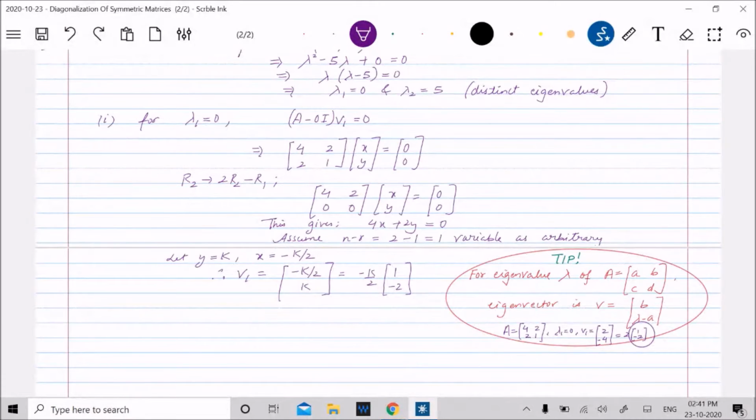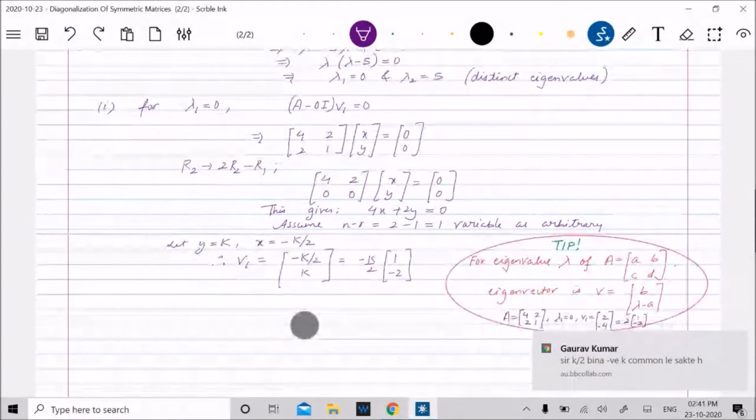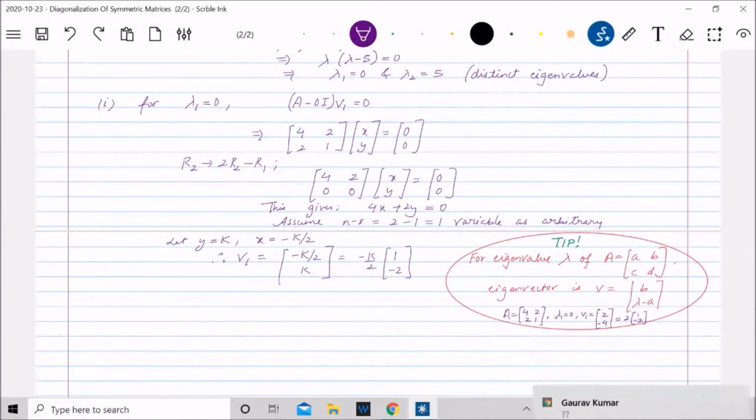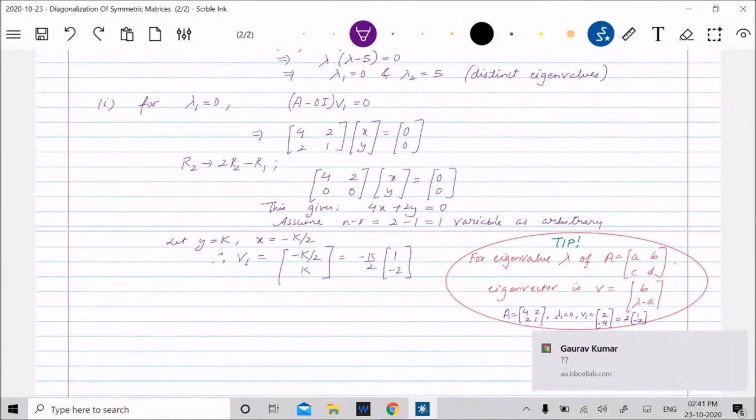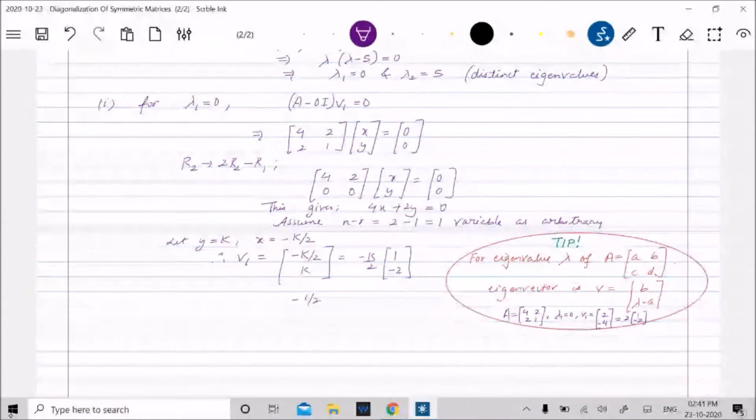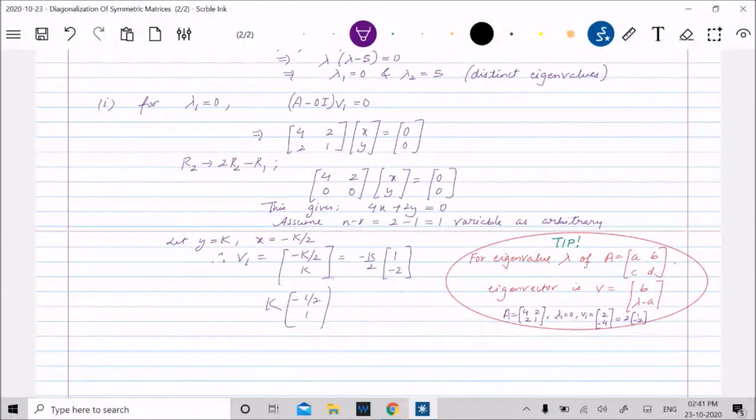You're getting my point? So this trick works very well. Of course, we can take any number common. Any k can be taken common. This is also correct. Even if you take only k common, this is also correct. If you take k common, somebody will be getting -1 by 2 and 1. This is also correct. If someone takes k by 2 common, then he will be getting -1 and 2. This is also correct. Every eigenvector is correct, no matter whatever value you take common, right?